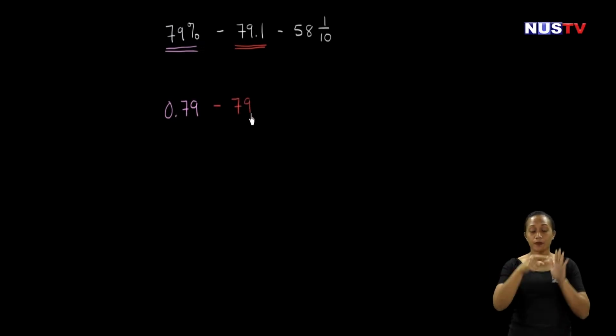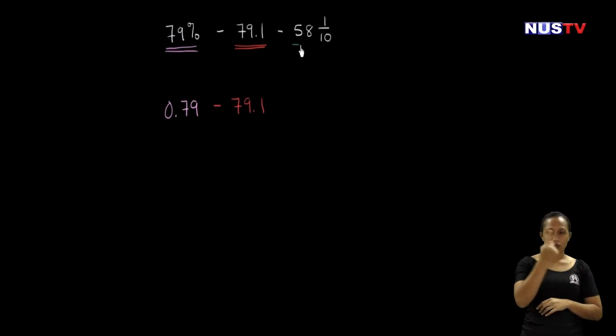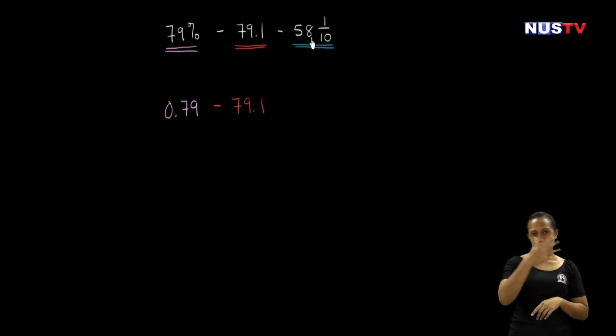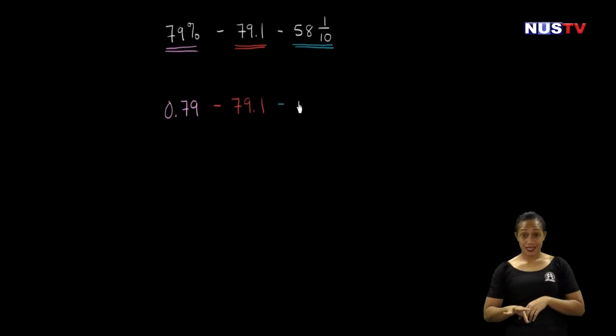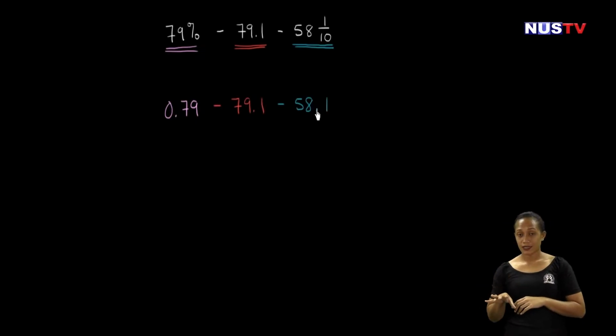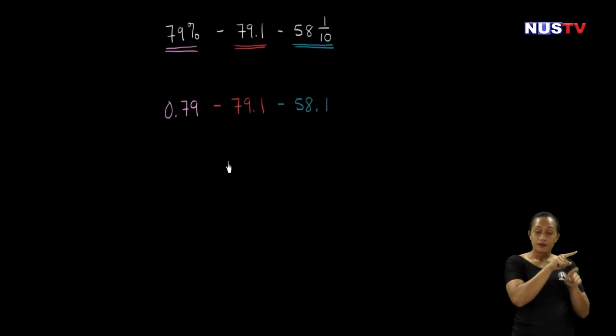So minus 79.1. And then 58 and 1/10. Well, 1/10 is the same thing as 0.1, so you could view this as minus 58 and 1/10, or you could view this as 58.1. So now they're all in the same format. Let's actually do the computation.